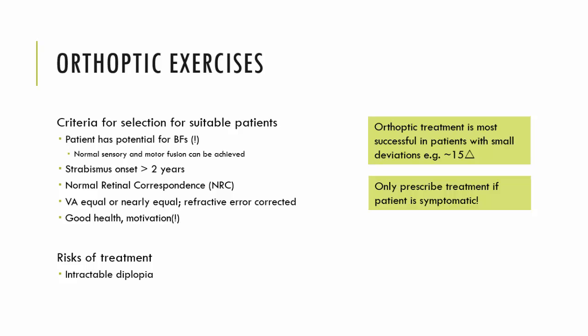Patients generally will have normal retinal correspondence, and the visual acuity will be equal or nearly equal between the two eyes. You always also perform orthoptic exercises with the refractive error having been addressed. And finally, the patient needs to be in good health and be motivated to undertake the orthoptic exercises. If the patient is not motivated, they won't be compliant with treatment. This also means that orthoptic exercises are difficult, if not impossible, to perform in younger children. So certainly if your child is 3 or 4, orthoptic exercises are not an option until they're older. As to at what age you can commence orthoptic treatment, that will depend on the child, their level of maturity and their level of motivation.